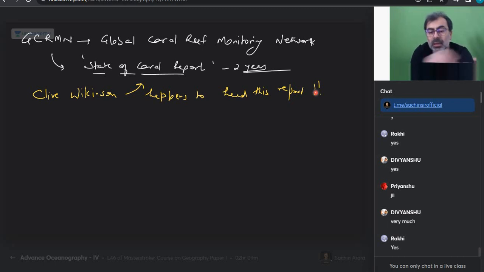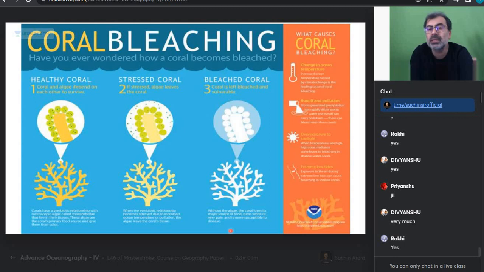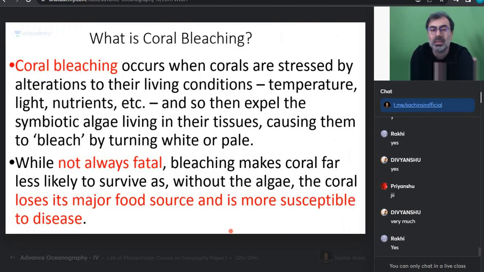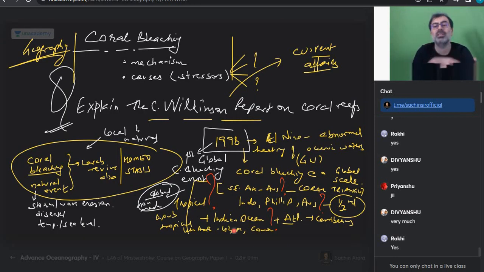So this was Clive Wilkinson. What was asked is coral bleaching, but coral bleaching from the Clive Wilkinson report means the global status of corals. So the question is a simple question: explain the global status of corals. It won't say this, what will it say? Clive Wilkinson's report. True. So if you are very upset with this and want to file a case against UPSC, you can do that if you're sitting idle. Nothing will happen. True. So let us prepare and keep our current affairs also in mind. Everyone okay? Let's go.